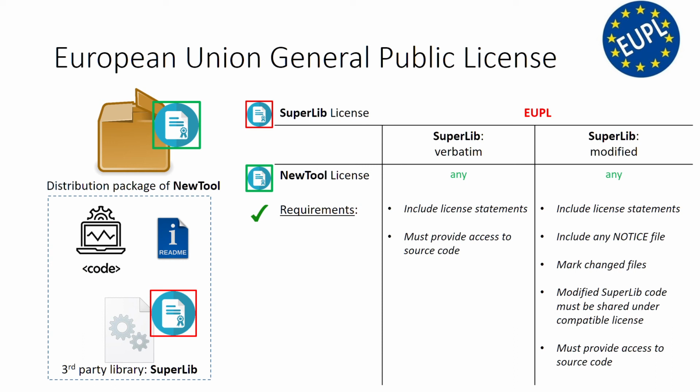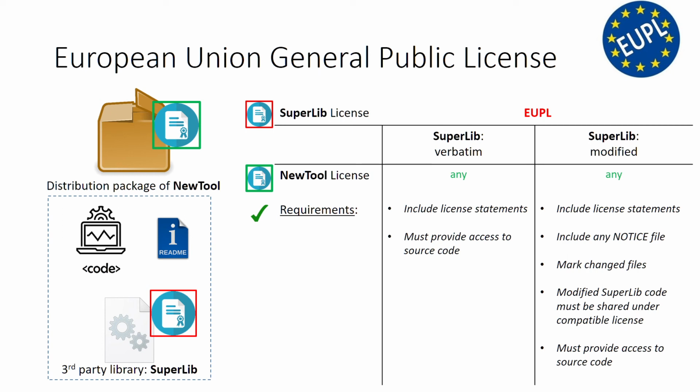If we modify the implementation of Superlib, then we must include all license information, notice file, and indicate where the changes were performed. And we must make the modified code available to everyone. All modified versions of Superlib must be distributed under an EUPL compatible license. So, like for the GPL license, we may choose to distribute two packages instead of one, allowing us to choose any license for our NewTool.